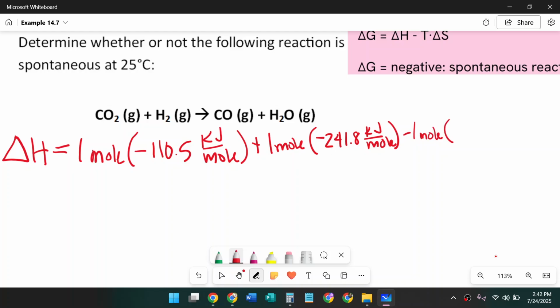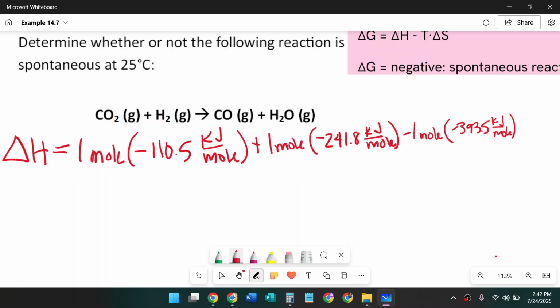And for carbon dioxide, sorry, I'm flipping back and forth in the book. That one is negative 393.5. That one is also in the second column. 393.5 kilojoules per mole. I am running out of room. I should have made myself more room.